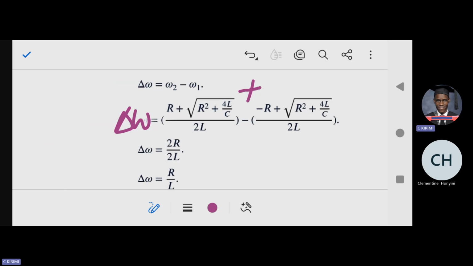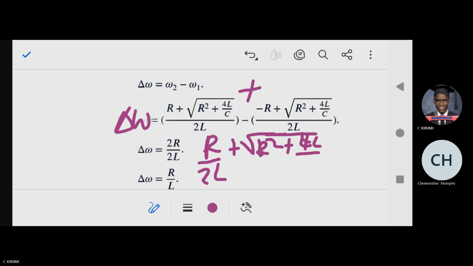So you solve it. How are you going to solve it? So negative, positive. So it's going to be R over 2L, the first one, plus root of R squared, which is the bracket, plus 4L, which is 4L over C, everything here over 2L.